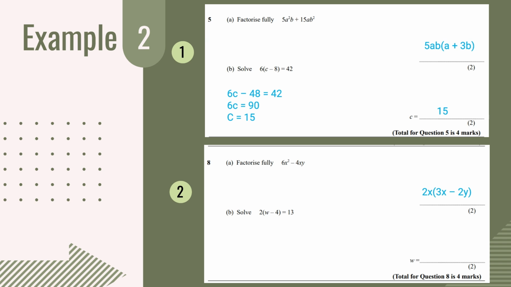Part B, we're asked to solve 2 bracket w minus 4 equals 13. So we expand the bracket to get 2w minus 8 equals 13, plus 8 to both sides to get 2w equals 21, to then get w equals 10.5. So our final answer would be 10.5, or you could leave it in fraction form of 21 over 2.